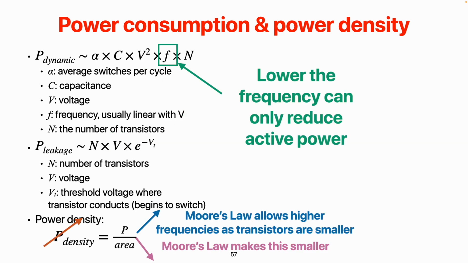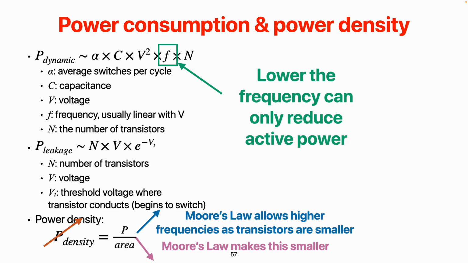And what's the main reason? Because if you lower the frequency based on the formula, you can only reduce the active power. So what's the other thing that would imply? Is active power the majority of the power consumption now? The answer is no. Look at this. We lowered the frequency to even lower than 30%, but we are not even seeing half of the reduction. So what does that mean?